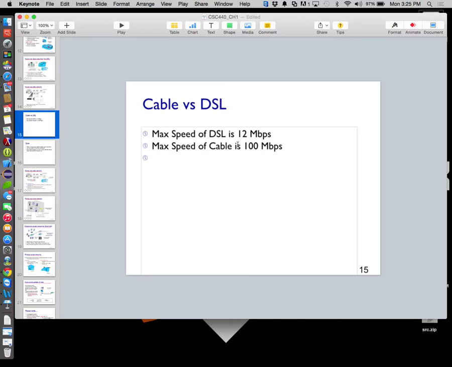Just at a glance, which of these looks better to you? Cable. 100 is a lot bigger than 12. Why would anybody ever get DSL? DSL exists, right? People get DSL. Why? Because I guess that DSL is dedicated versus cable. Okay, but that's not really the case.